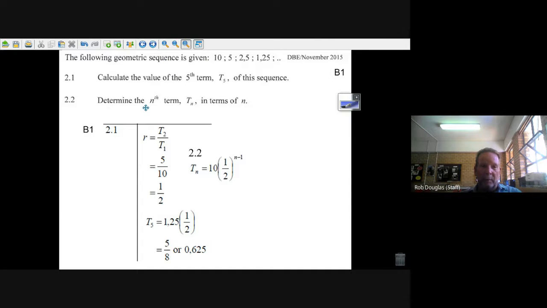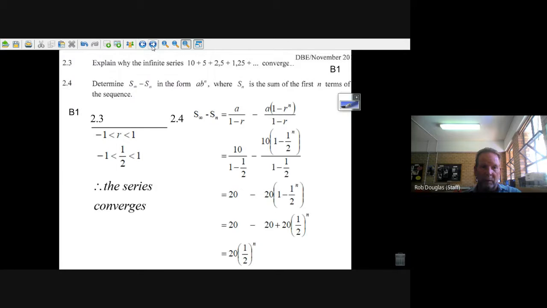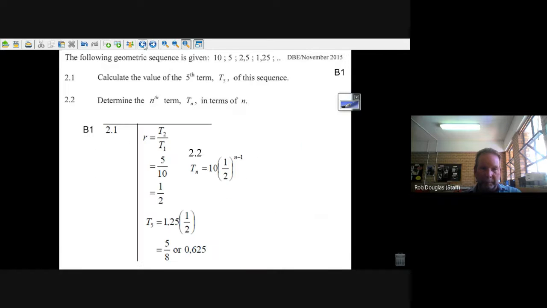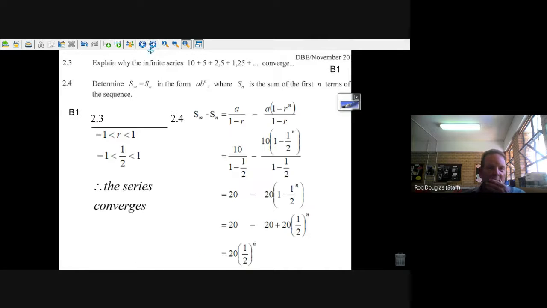Determine the nth term, Tn, in terms of n. Let's see what they do. Oh, in terms of n. Well, it's a times r to the n minus 1. It's kind of backwards. I would have done 2.2 first, and then I would have put 5 in there. There's the formula for the nth term: a times r to the n minus 1, the nth term in terms of n. Well, there it is.